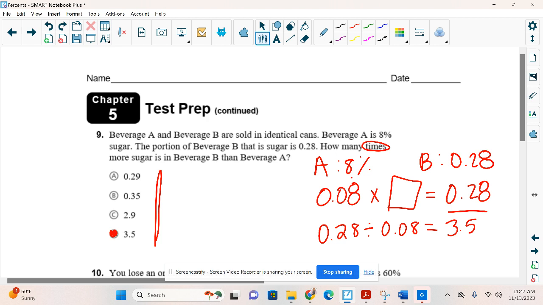So your biggest thing to remember on a problem like this is you want them to be converted to the same form. That's the word I was looking for. So what I would do is change them to match form: percent to percent, decimal to decimal, fraction to fraction. I would want to make sure that they are the same. Okay?